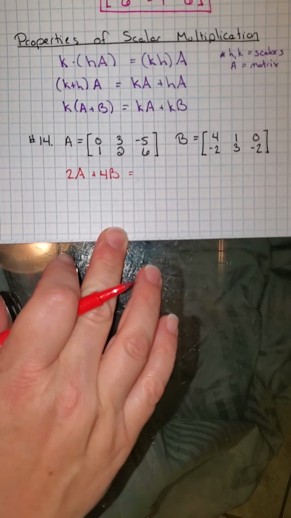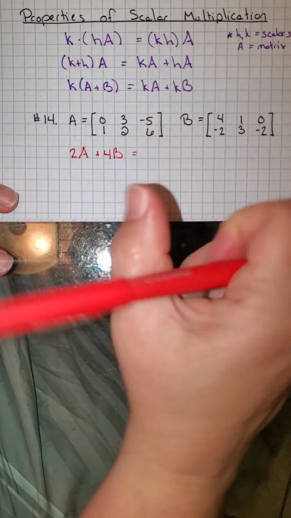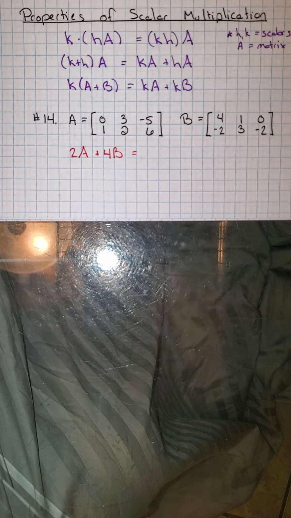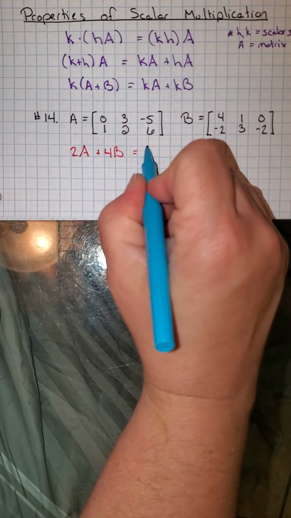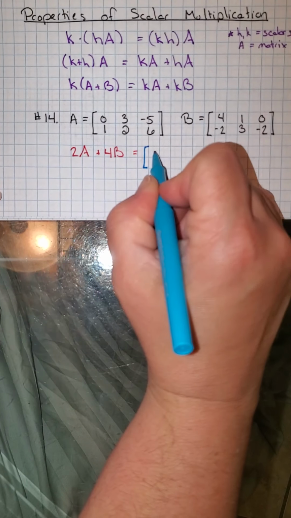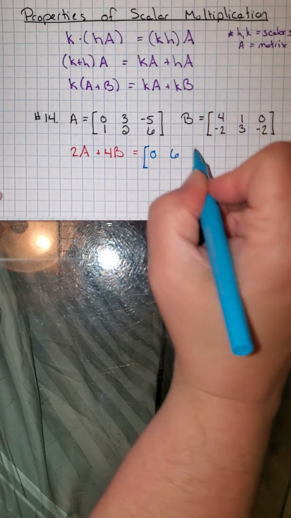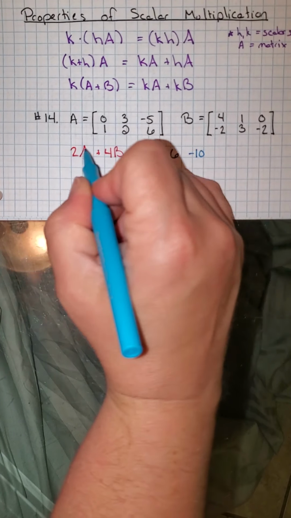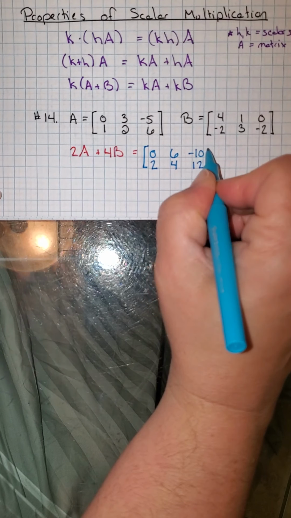I would go ahead and start by doing the scalar multiplication. So you can do 2 times the A. Let's see, 2 times 0 is 0. 2 times 3 is 6. 2 times -5 is -10. 2 times 1 is 2. 2 times 2 is 4. 2 times 6 is 12.